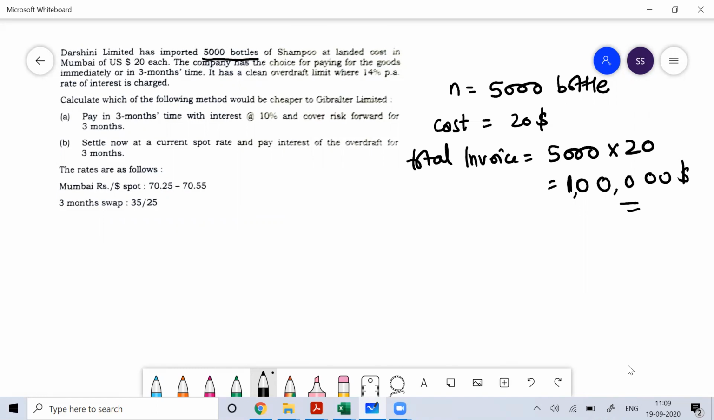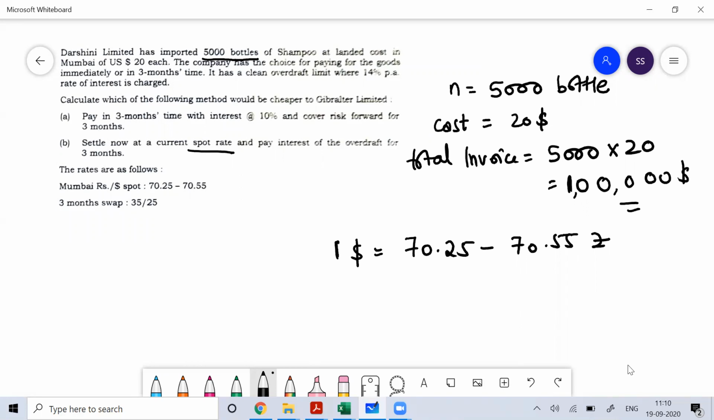Okay, so imagine if they settle now at the current spot rate. The current spot rate is $1 equal to 70.25 slash 70.55 rupees. This is the current spot rate. So if they want to pay right now, how much do they need to pay?